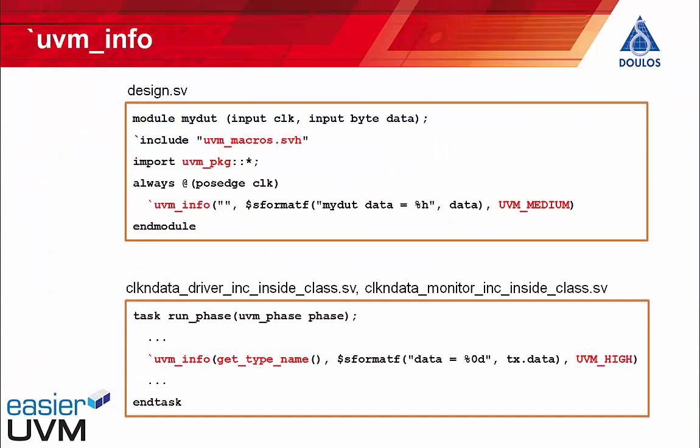So we've got a call to UVM info in the design under test that I've already highlighted. There's also calls to UVM info within the code fragments that define the UVM driver and the UVM monitor. So in each case we've got a use of the UVM info macro, the message ID is getTypeName, and we've set the verbosity to UVM high, so those messages are not printed out by default.